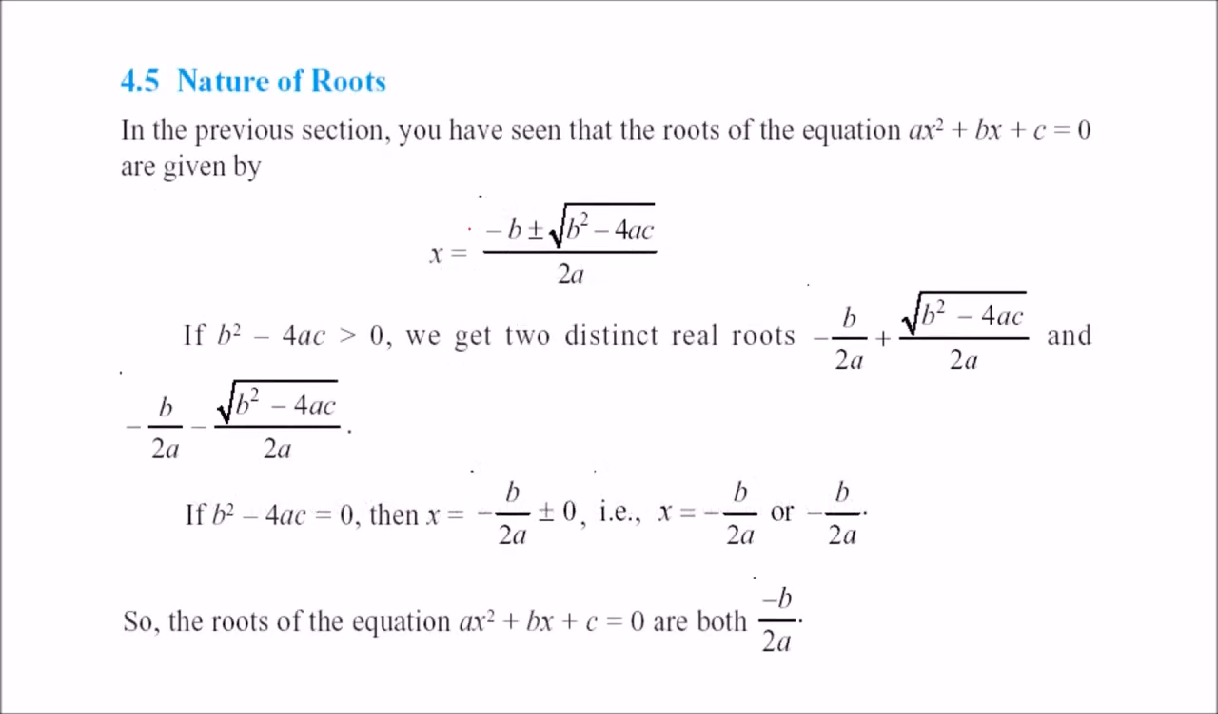How about finding the nature of the roots? As we have known about b square minus 4ac, if b square minus 4ac is greater than 0, you get distinct real roots.